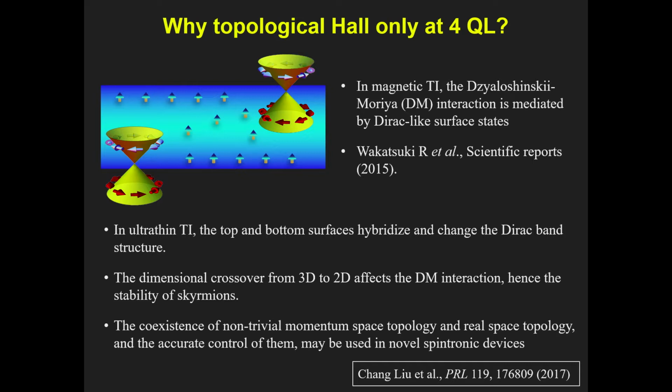And we know for this family of material, there's a crossover from a 3D topological layer with decoupled surface states to 2D with strongly coupled surface states. And that occurs roughly around 4 to 5 quintuple layers. So what we believe is happening here is that in this dimensional crossover regime, the change of band structure will have a favorable energy scale to stabilize the Skyrmions.